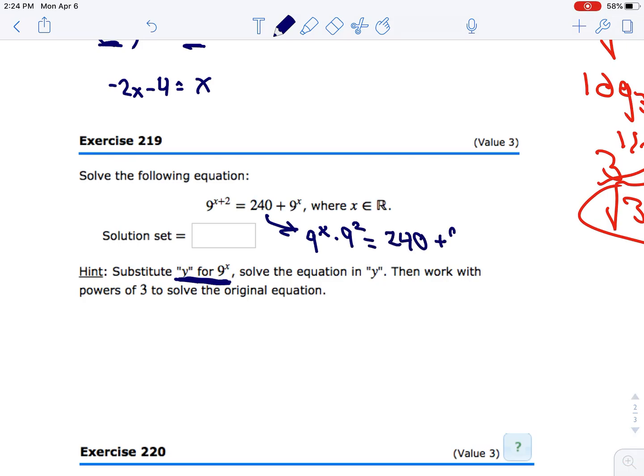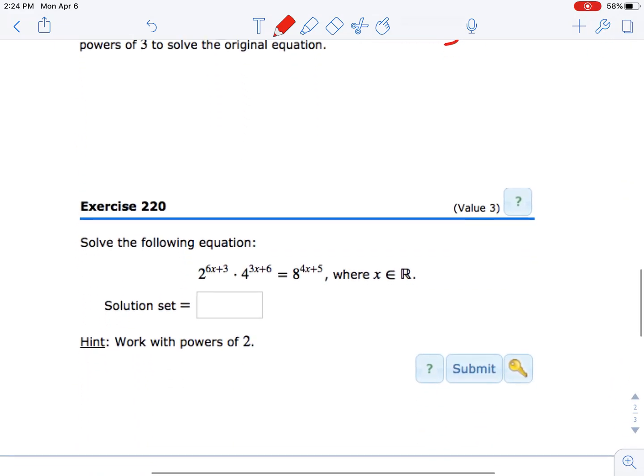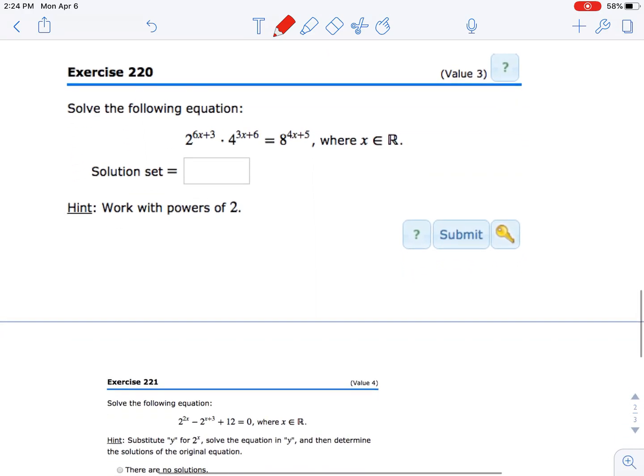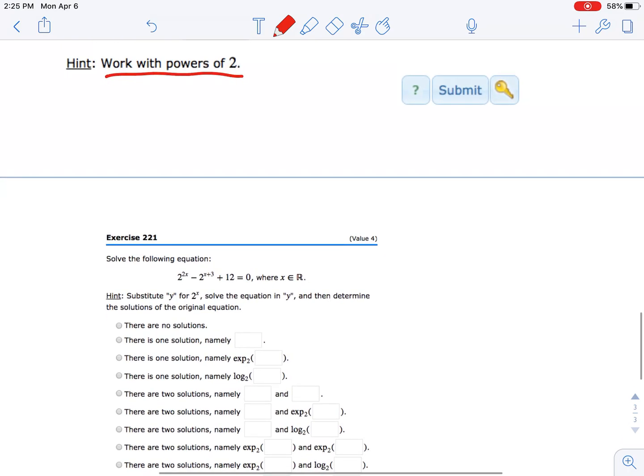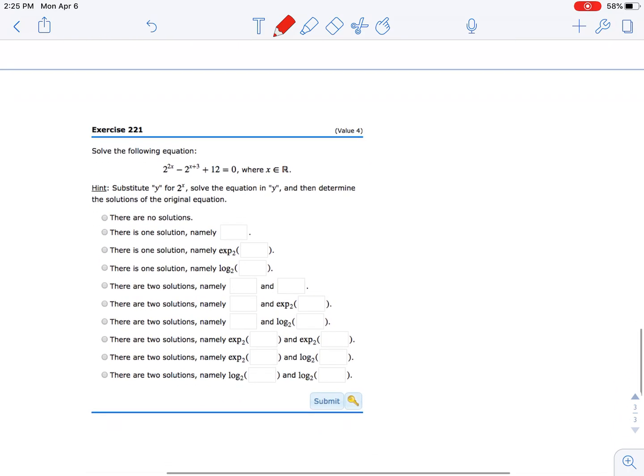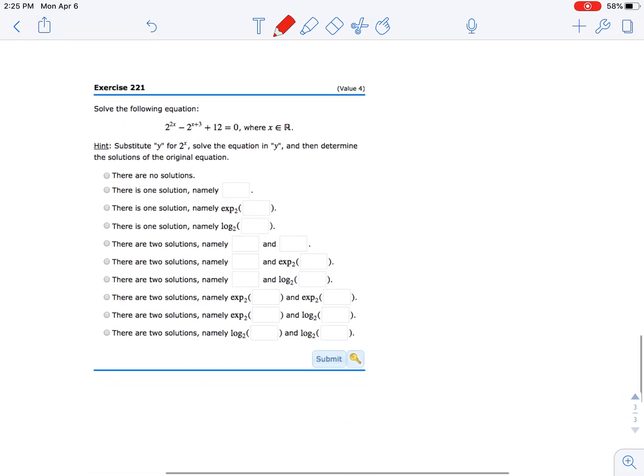So if you're writing that like this, but now you're going to substitute for y, now it's pretty easy to see. y times 81 will equal 240 plus y, and now hopefully you see how you can solve that problem. The rest of these, again, there's nice little hints available for you. Just go ahead and work with powers of 2.